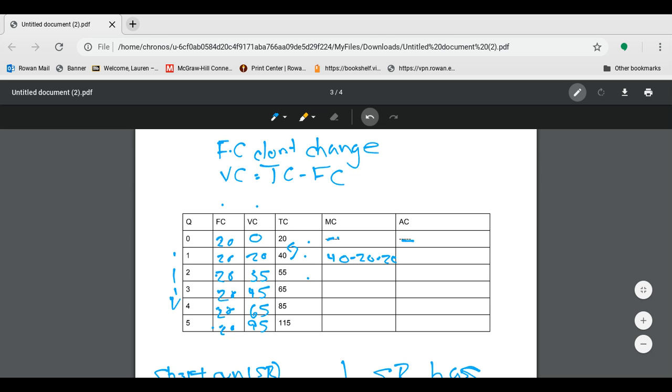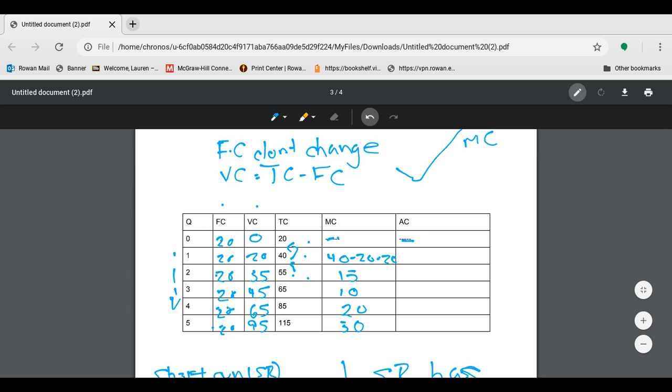And we keep doing the same thing. On the next row, we take that total cost, 55, and subtract what's above it, 40. So this is going to be 15. Then 65 minus 55 is 10. Then 85 minus 65 is 20. And then 115 minus 85 is 30. For the most part, marginal costs fall a little bit and then pick back up. A lot of times you'll see them looking like a check mark. You can go back and see the graph in your book. It looks something like that.